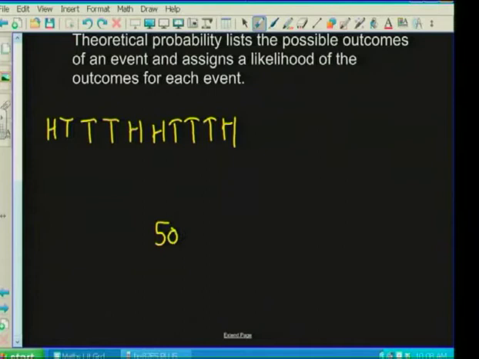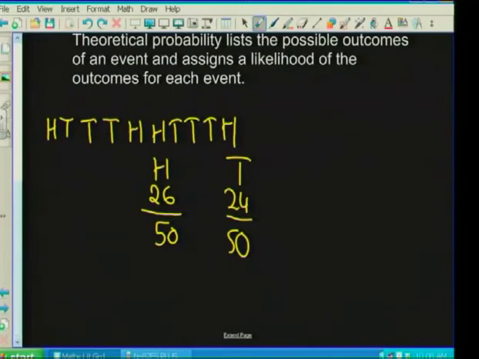At the end of the experiment, we'd say we've thrown the coin 50 times, and we'd want to say, well, how many times did it come up heads and how many times did it come up tails? Let's say, for example, it came up 26 times heads and 24 times tails. That would mean that statistically, this coin lands 26 out of 50 times on heads, and 24 out of 50 times on tails.